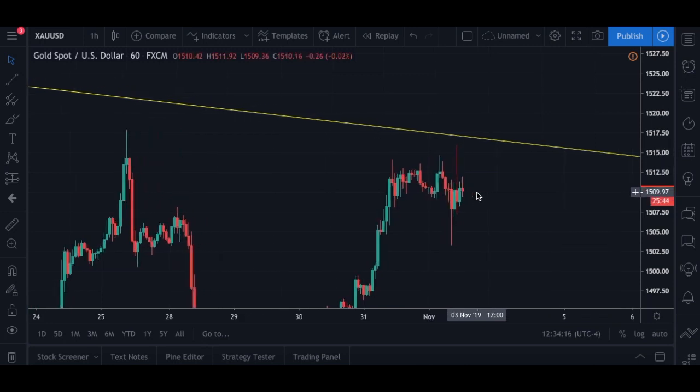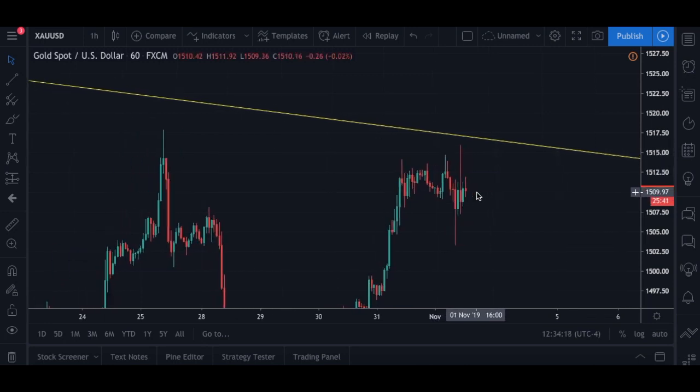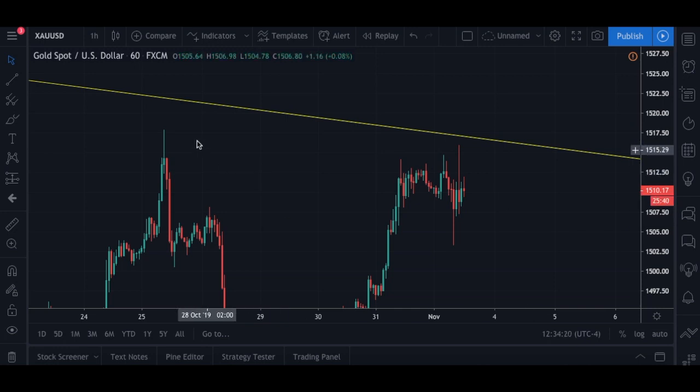Not much to really see at this point because it's just doing whatever. If you look here and see what happened on October 25th, what day was October 25th? Let me double check. Oh, October 25th was last Friday, so that's kind of ironic. Look how it just cleanly rejected so beautifully.